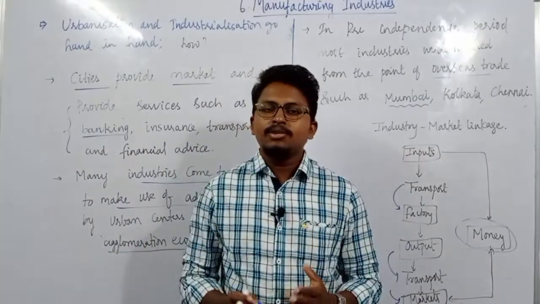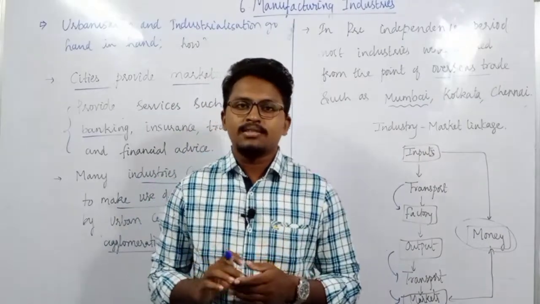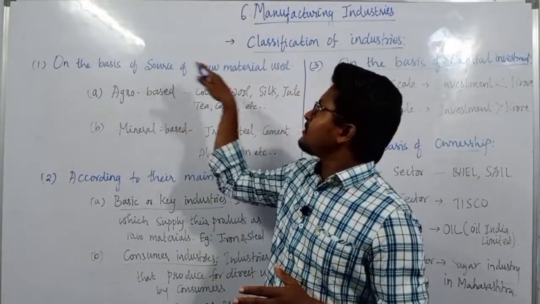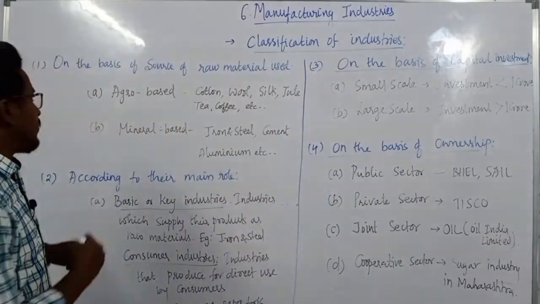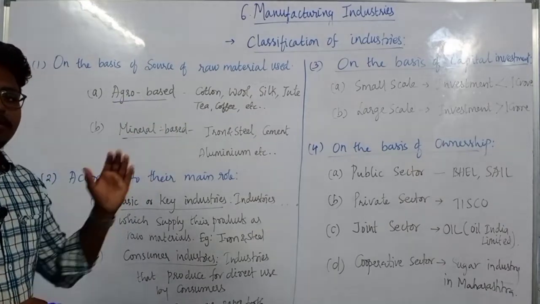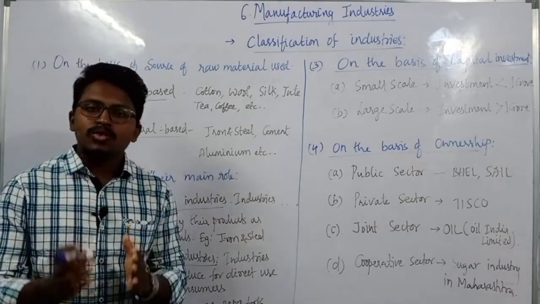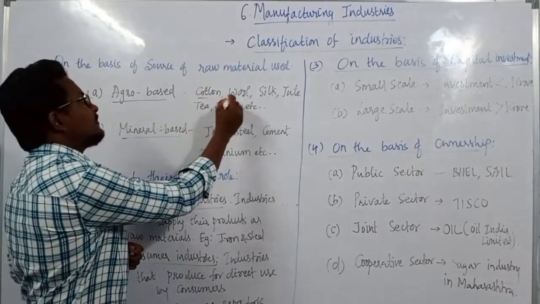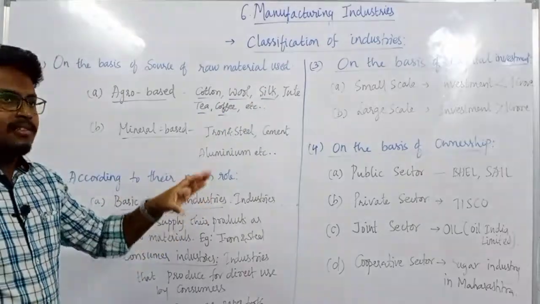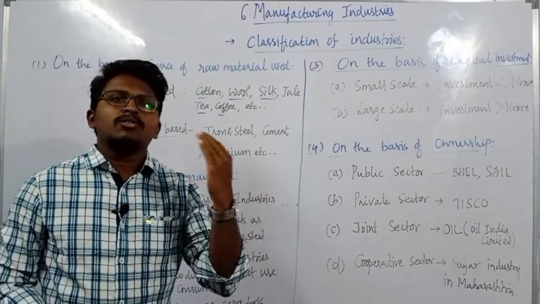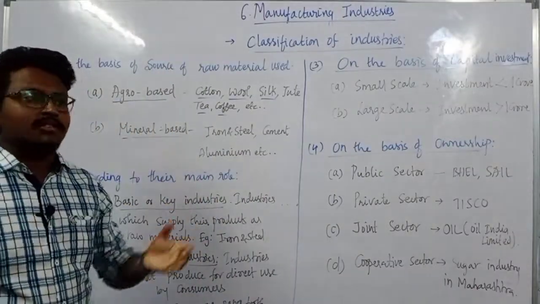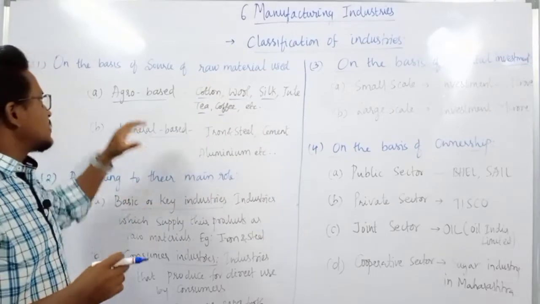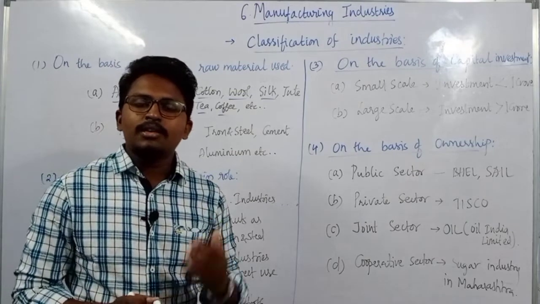Next we will see the classification of manufacturing industries. Let us discuss how these industries are classified. First, on the basis of source of raw material, industries are mainly of two types: agro-based industries and mineral-based industries. What do we mean by agro-based industries? Those industries which are dependent upon agriculture, such as cotton, wool, silk, jute, tea, coffee. All these industries are closely related to agriculture. Suppose you take textile industries, they are dependent on cotton, or sugar industries, they are dependent on sugarcane. Those industries which are dependent on agriculture, we call agro-based industries.